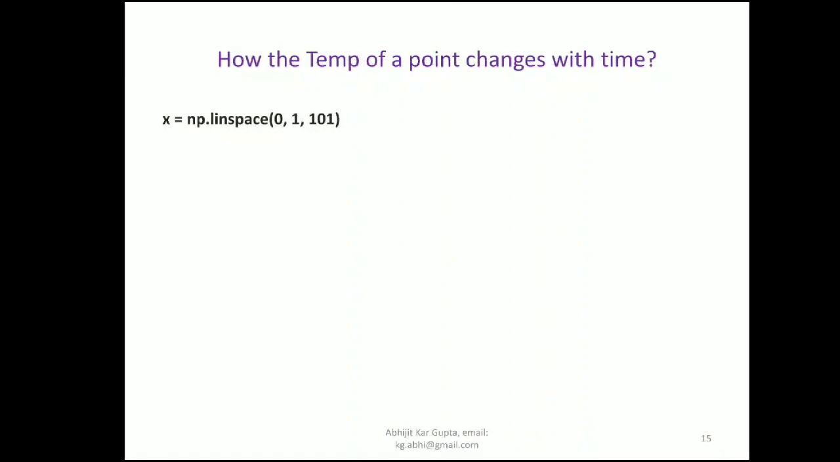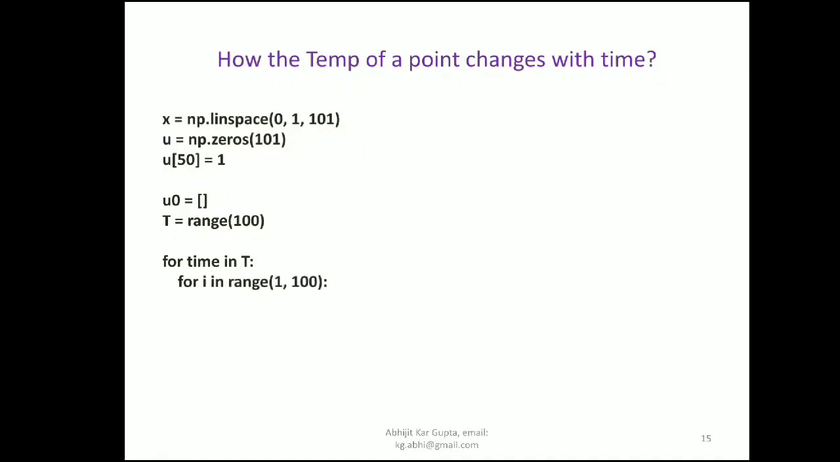So to do that numerically, you have x equal to np.linspace 0 to 1 as usual, and you have given the initial and boundary conditions. u equal to np.zeros 101 and u[50] equal to 1, that means you are hitting at the middle, like the first problem we did. And in the program, to record how the temperature of this middle point goes, you can define u0 equal to an empty list, then capital T equal to range 100, and then for time in capital T, and then the usual for loop for i, and you wrote this.